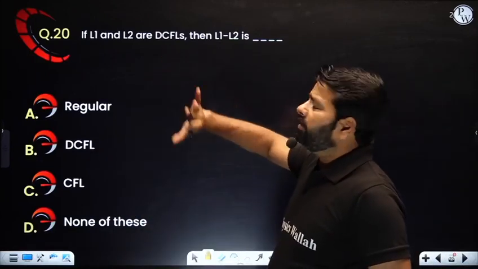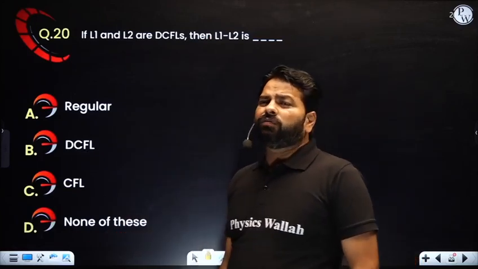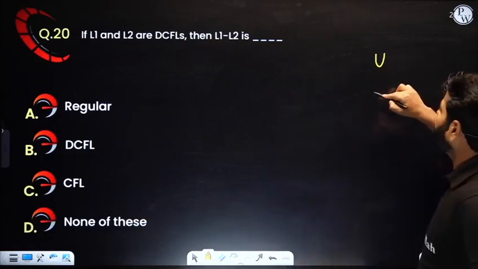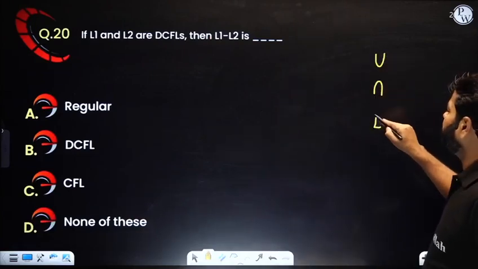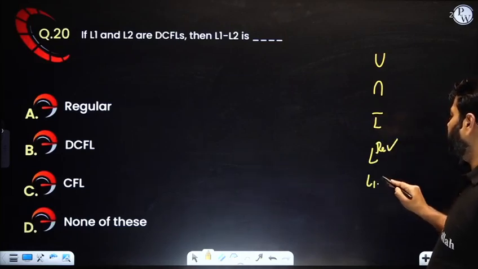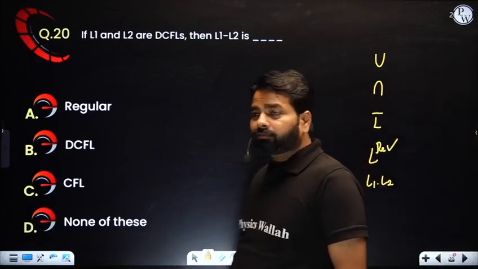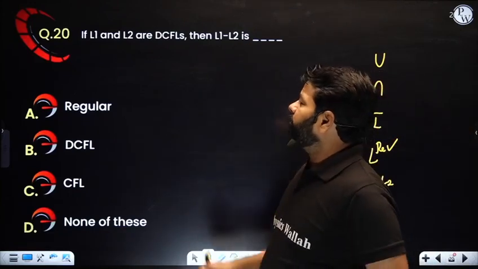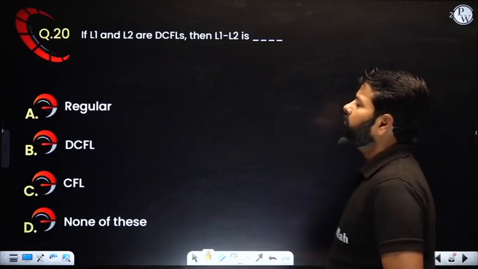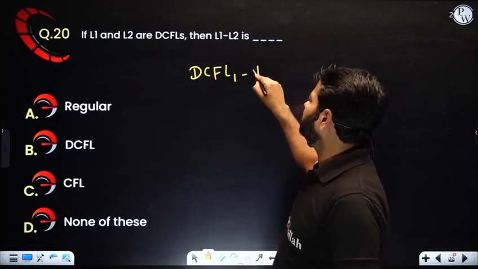L1 and L2 are DCFLs, then what is the set difference? Can you take this as homework questions for the set difference? I have explained for union, I have explained for intersection, I have explained for the complement, I have explained for the reversal, I have also explained for concatenation. Now the set difference. Can you think about it? DCFL 1 minus DCFL 2.